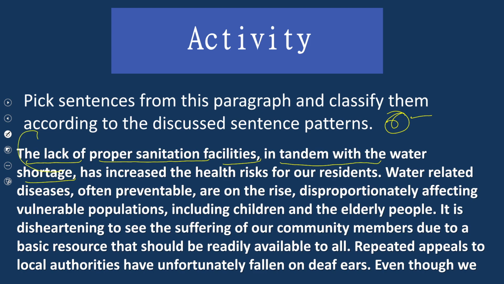We are talking about this, right? And this is the predicate. Has increased the health risks for our residents. ये हमारा subject होगा, वो हमारा predicate, but we can further divide it. Has increased. ये हमारा verb हो गया. And what has it increased? Then we have the remaining object.